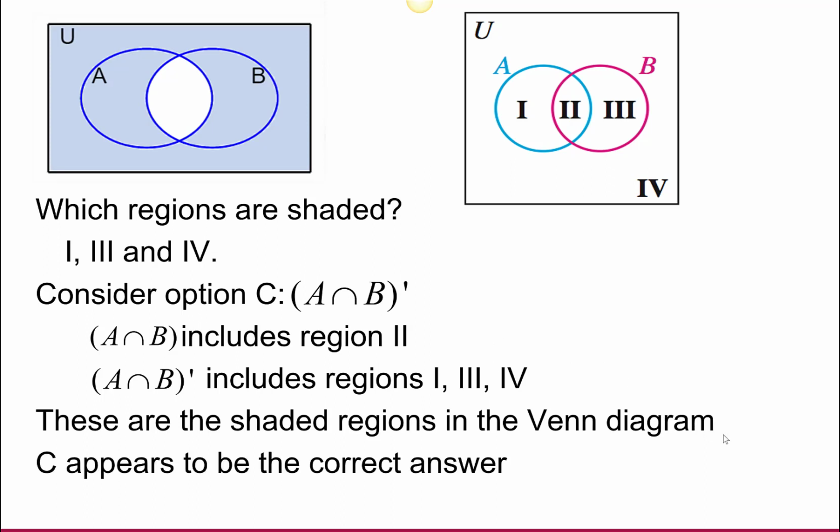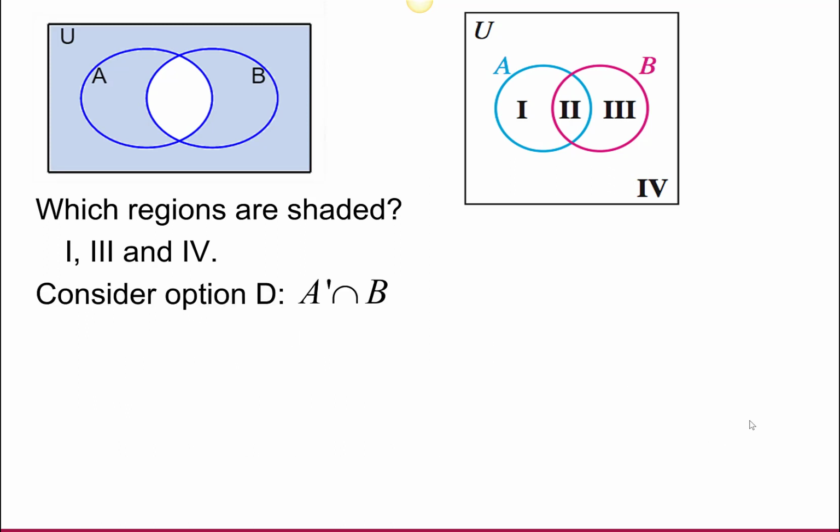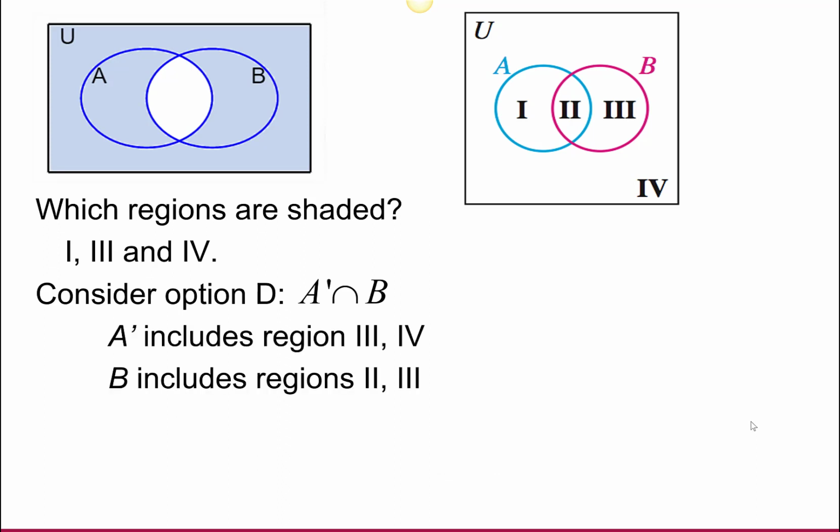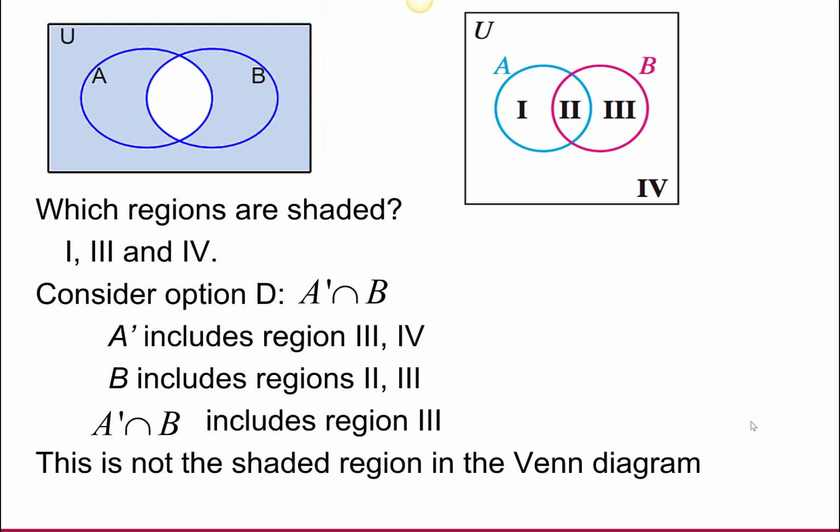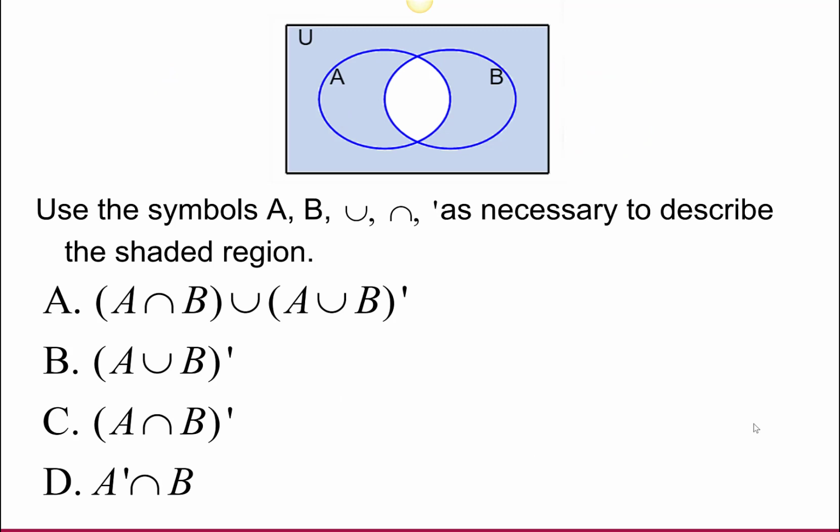So C appears to be the correct answer, but I'm going to go ahead and check D just to be sure. So A complement is regions 3 and 4. B is regions 2 and 3. Take the intersection, and we get region 3. This is not the shaded region. So the correct answer here is option C.